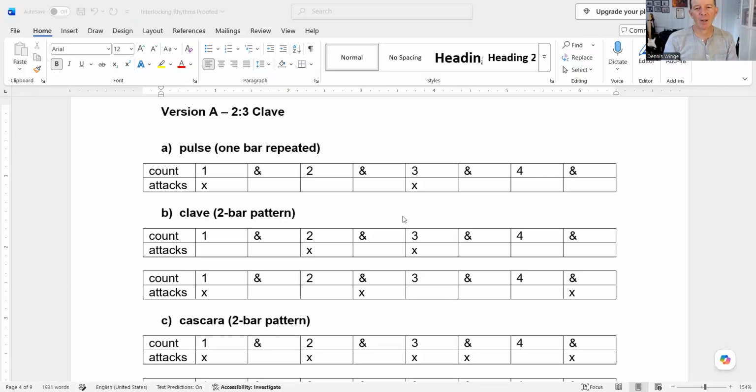And one of the most classic examples of interlocking rhythms is in Afro-Cuban music. We're going to take a 2-3 rumba clave. I'll explain if you're not familiar with what that is, and we're going to talk about how the rhythms work.